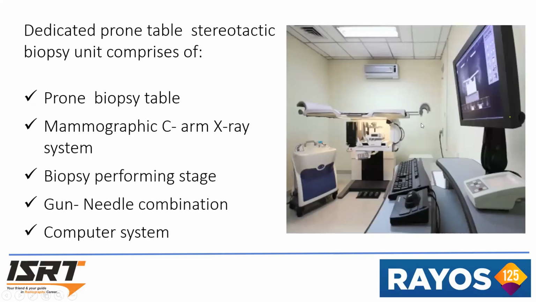Next is equipment. A dedicated prone-table stereotactic biopsy unit comprises a prone biopsy table. This is the table and it has an opening here for positioning the breast. There is a mammographic CM X-ray system. This is a CM system with an X-ray tube here and an image receptor here, and a biopsy performing stage. This is a biopsy performing stage and gun needle combination for performing biopsy, and a computer system.